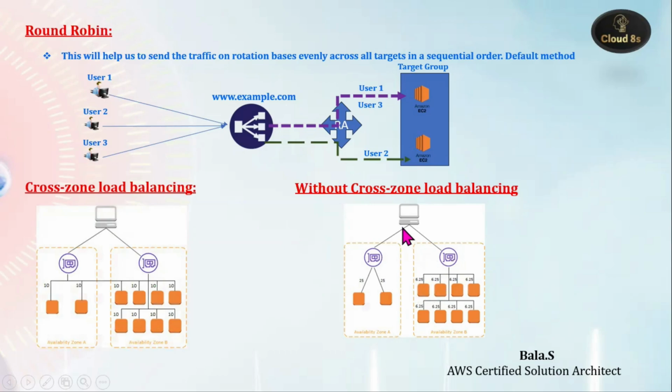So it will distribute the traffic across the zones' target groups, not at the instance level. When we configure round robin with cross zone load balancing, it will distribute the traffic evenly across the targets. This is the difference between cross zone load balancing and without cross zone load balancing. By default, when we configure an application load balancer, cross zone load balancing is enabled. If we need to disable it, we can disable it at the target group level.